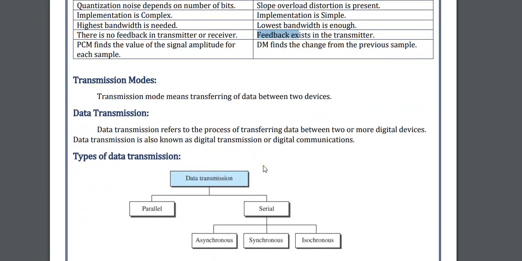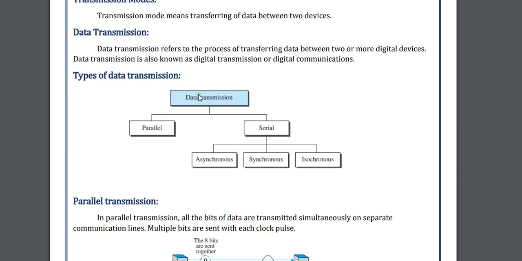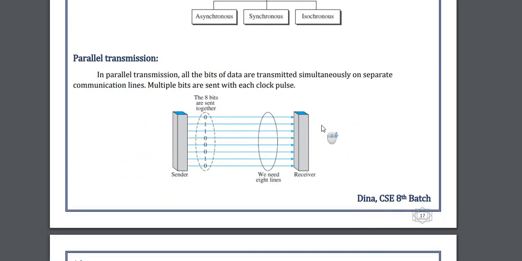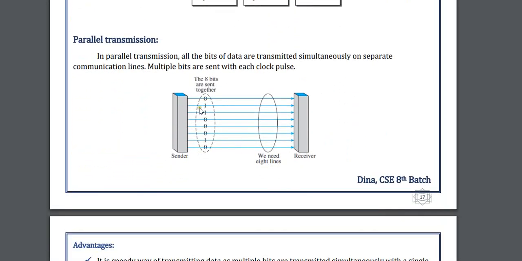Transmission modes. In data transmission, there are two types: parallel and serial. In the serial section we have three types, which are asynchronous, synchronous and isochronous. In parallel transmission, the data is sent in parallel, for example 0 1 1 0 1 1 0 1 is sent in parallel at a time. The 8 bits are sent from sender to receiver at a glance.